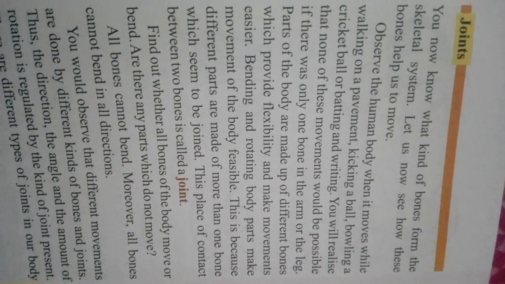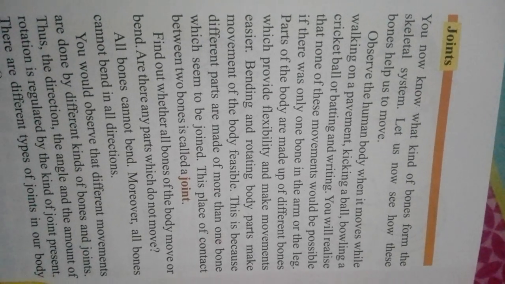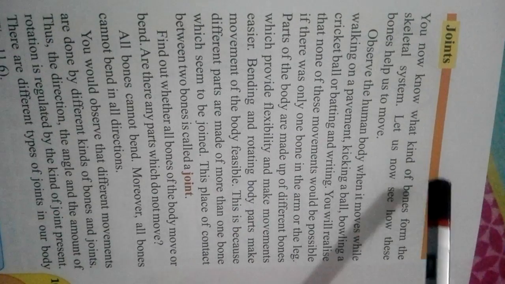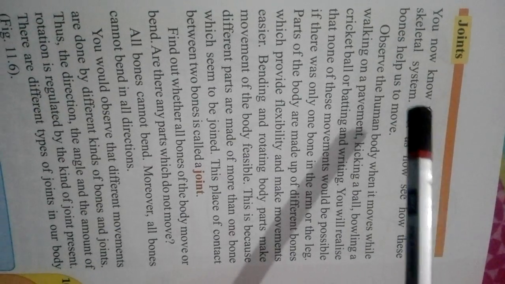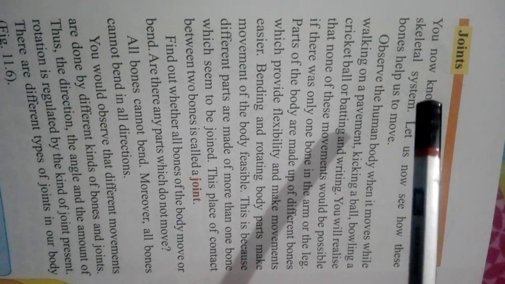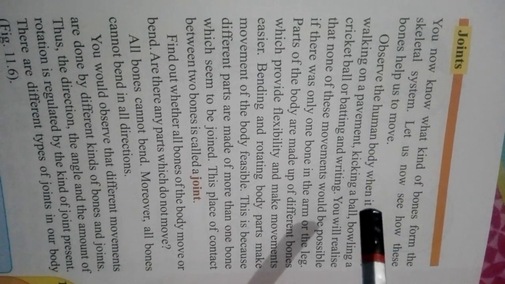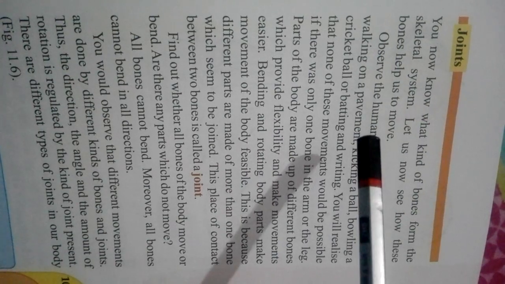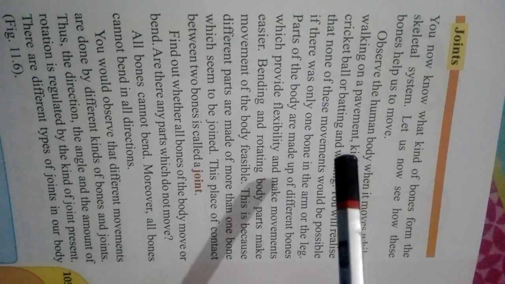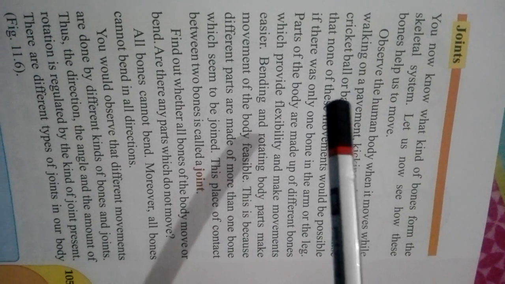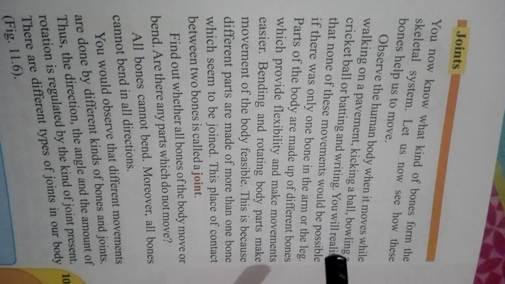Beta, joints are the parts where two bones meet, where two bones connect. You now know what kind of bones form the skeletal system. Let us now see how these bones help us to move. Observe the human body when it moves while walking on a pavement, kicking a ball, bowling a cricket ball, or batting and writing. You will realize that none of these movements would be possible if there was only one bone in the arm or the leg.